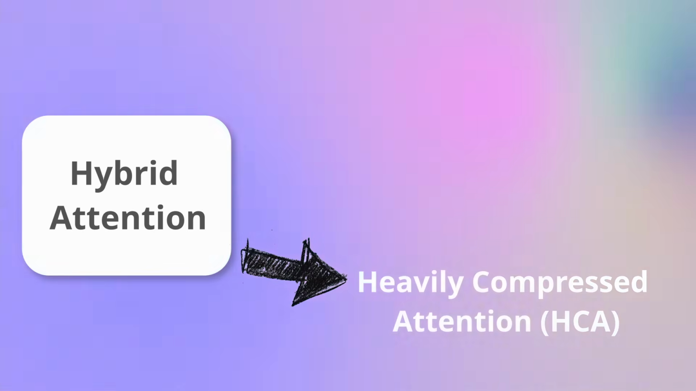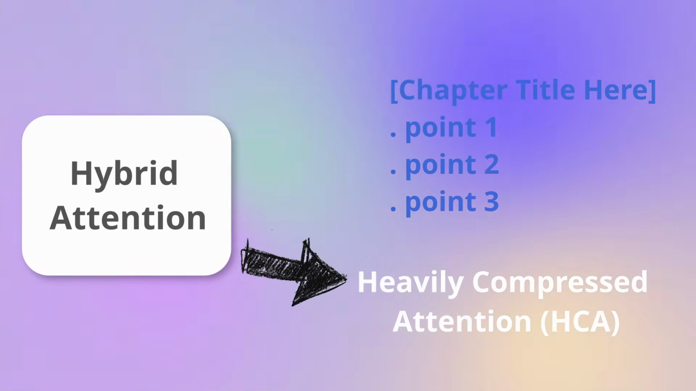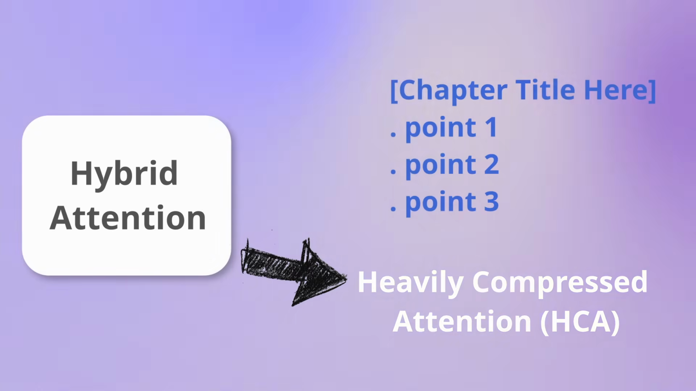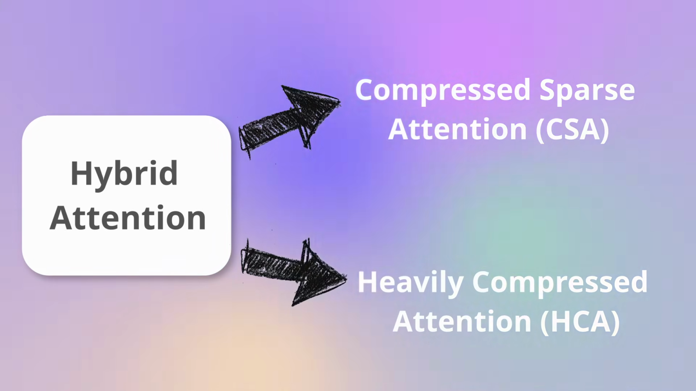Heavily compressed attention, on the other hand, is like looking only at the book's chapter titles and key points, creating a super condensed overview. DeepSeek V4 alternates between these 2 strategies across different layers of the model, which is what makes this model super efficient in natural language processing. So essentially, a hybrid attention system dramatically cuts the cost of processing long sequences.